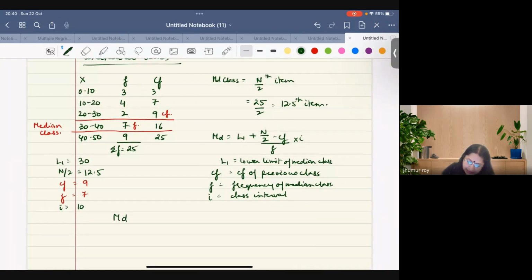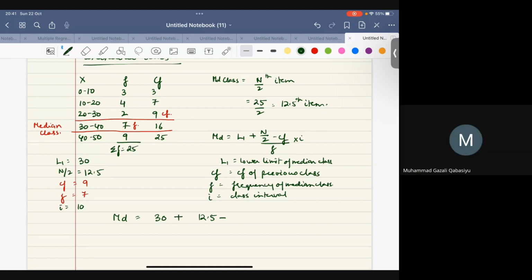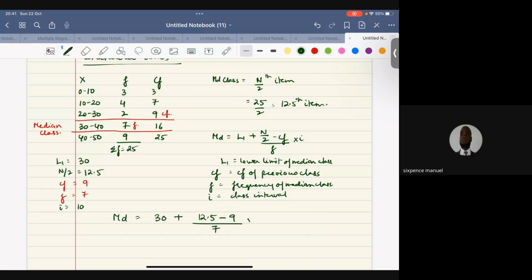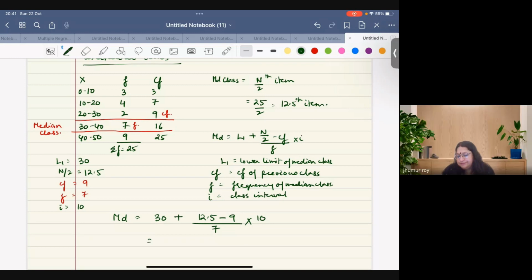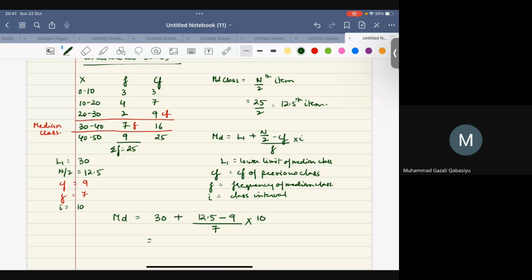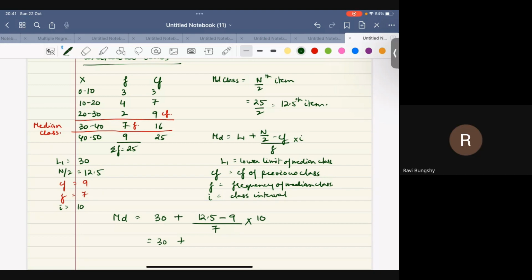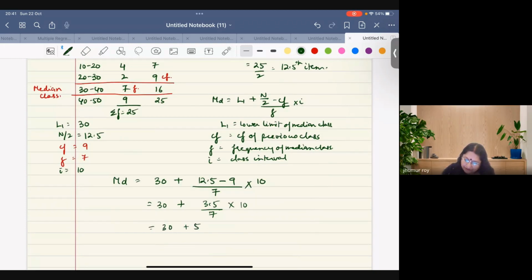So what do we get? Median is equal to L1, which is 30, plus 12.5 minus CF value 9, divided by frequency value 7, times class interval 10. Okay. Now calculate the value. It will be 30 plus 12.5 minus 9, how much is that? 3.5. 3.5 times 10 is 35, divided by 7 is 5. So what will you get? 30 plus 5, that is equal to 35.